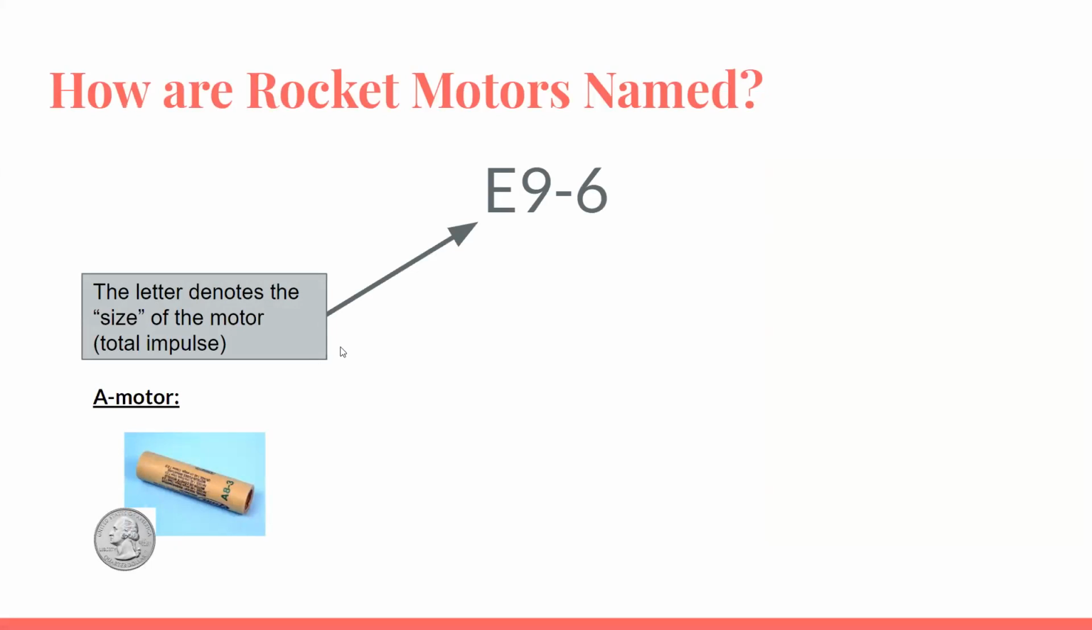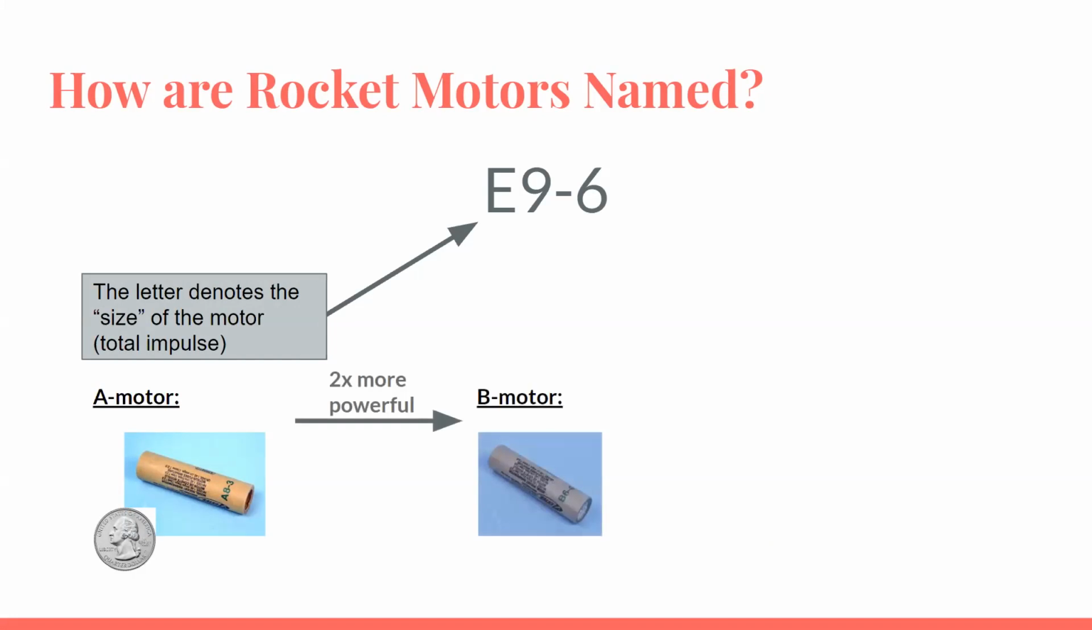But what happens when you go to a B motor? Well, a B motor is 2 times more powerful than an A motor. So every time you go up a letter in the alphabet, the motor doubles in size, or the total power. And you can see it's not 2 times bigger, it's just slightly bigger. But a C motor would be 2 times more powerful than a B motor.